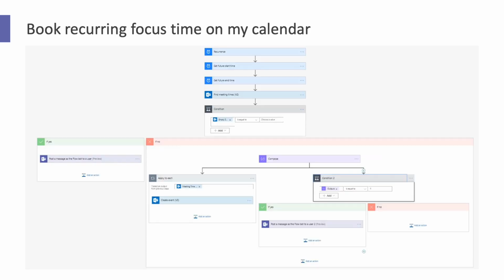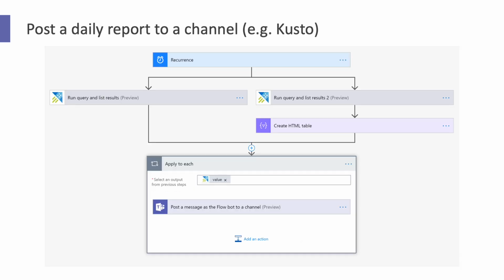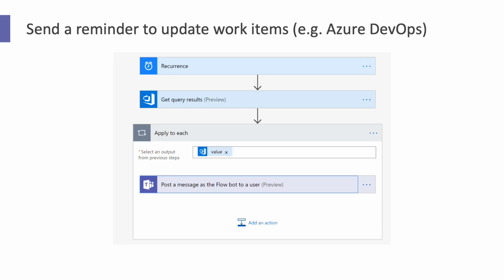One of our teammates has a really hard time carving out focus time. So every day, this logic looks for a 1-hour slot and carves it out for them so that they can have some focus time. This one's posting a daily engineering report to a specific channel so that they're reminded to look at those metrics. And a reminder to update work items. This is a DevOps scenario, but make sure that you tackle that one thing.